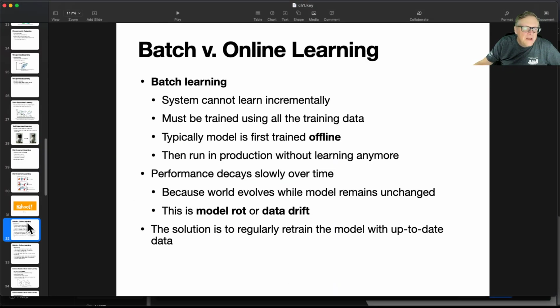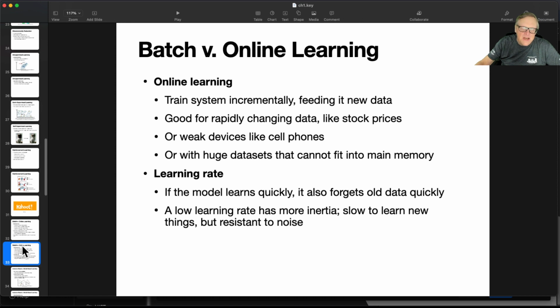So batch learning is where you train it using all the training data offline and then run it in production. Therefore, it learns based on one set of training data, and if the test data changes, for example a spam filter where the spam changes, then performance will degrade as the new attacks don't match the old training data. That's called model rot or data drift. The solution is to regularly retrain the model with up-to-date data.